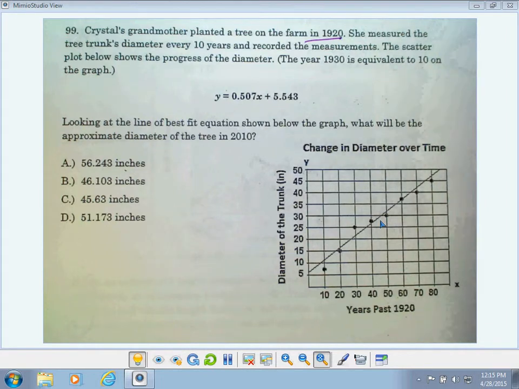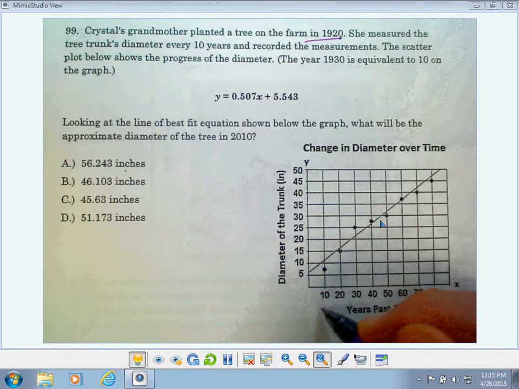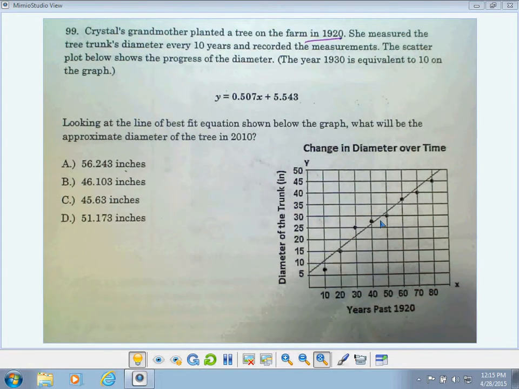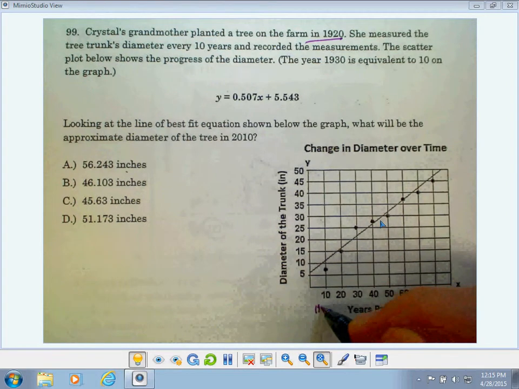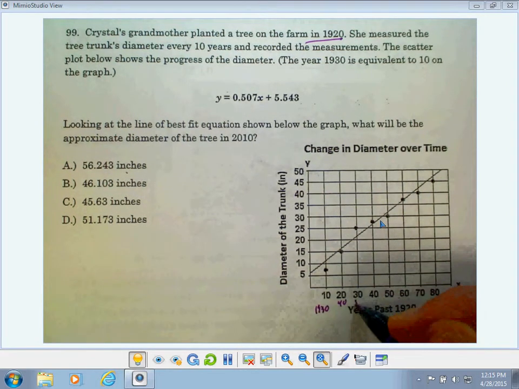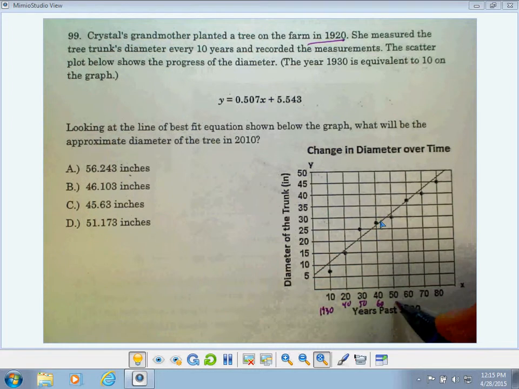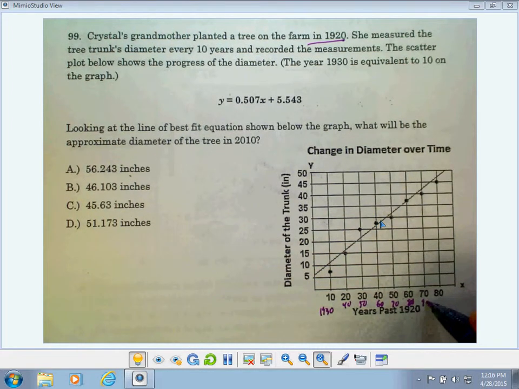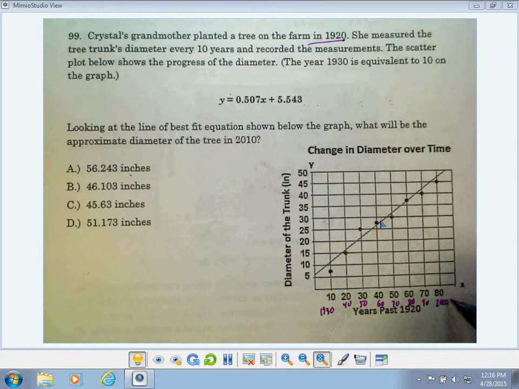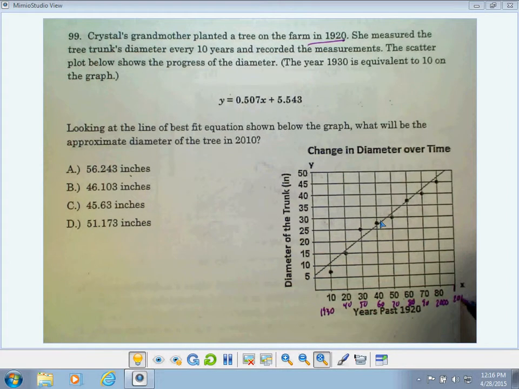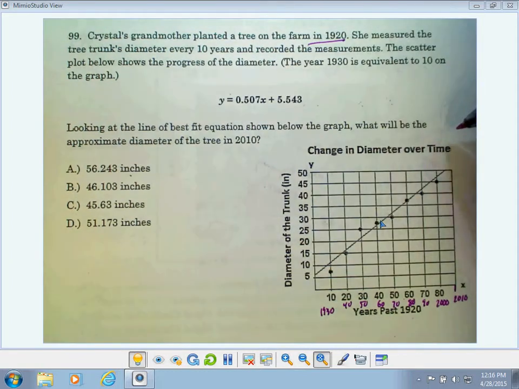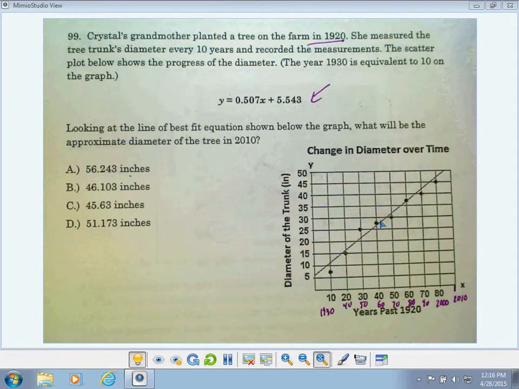So maybe it's not a bad idea to mark these as, you know, 1930, 1940, and so on. So this is 1930, 40, 50, 60, 70, 80, 90, the year 2000, and this one would be 2010. So it says, looking at the line of best fit equation shown, which is right here, what will be the approximate diameter of the tree in 2010?